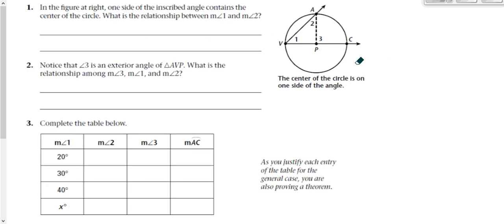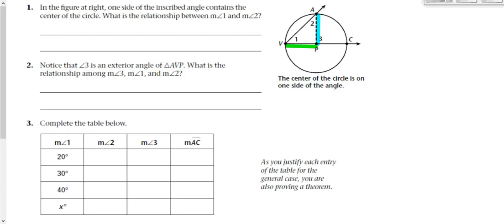So a little picture here on the right that we're going to go through and have a little discussion about. It says in the figure at the right, one of the inscribed angles contains the center of the circle. What's the relationship between angle 1 and angle 2? Well, we have to look at this. If I go from B to P and I go from A to P, what are those? Those are radii of the circle. Each one of those that I highlighted is a radius.